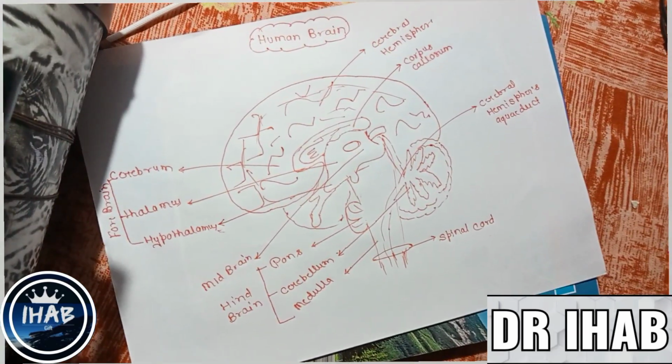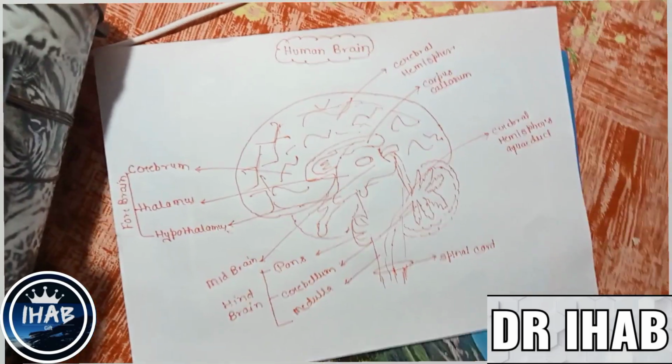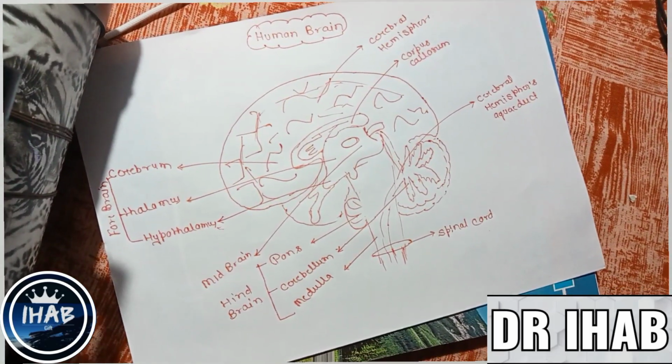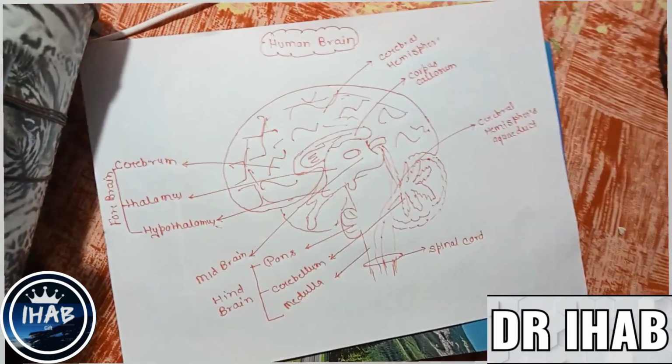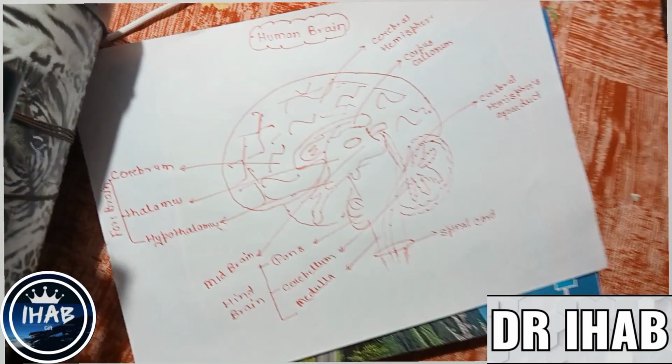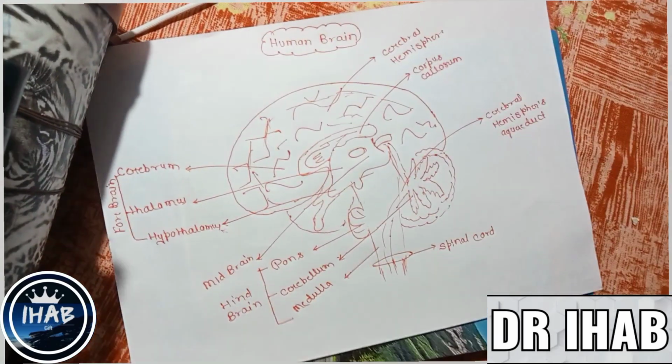Quiz time. What is the name of the middle meninx? Arachnoid. What is the 24-hour body rhythm also known as? Circadian rhythm.